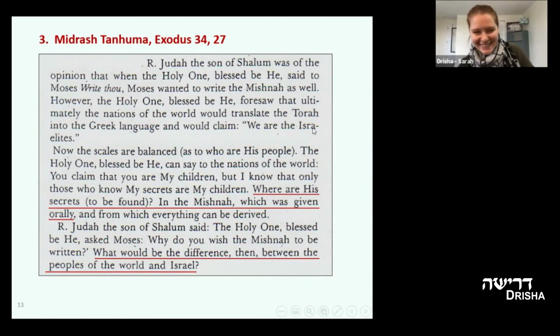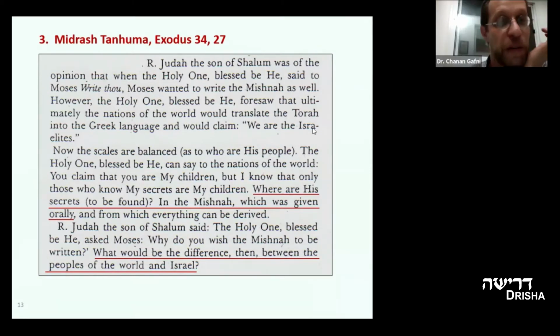Absolutely. Rabbi Judah, the son of Shallum, was of the opinion that when the Holy One, blessed be he, said to Moses, write thou, Moses wanted to write the Mishnah as well. However, the Holy One, blessed be he, foresaw that ultimately the nations of the world would translate the Torah into the Greek language and would claim, we are the Israelites. Now the scales are balanced as to who are his people. The Holy One, blessed be he, can say to the nations of the world, you claim that you are my children, but I know that only those who know my secrets are my children. Where are his secrets to be found? In the Mishnah, which was given orally and from which everything can be derived.